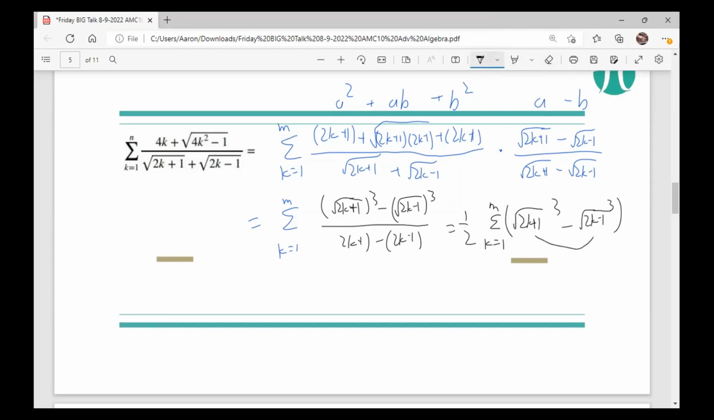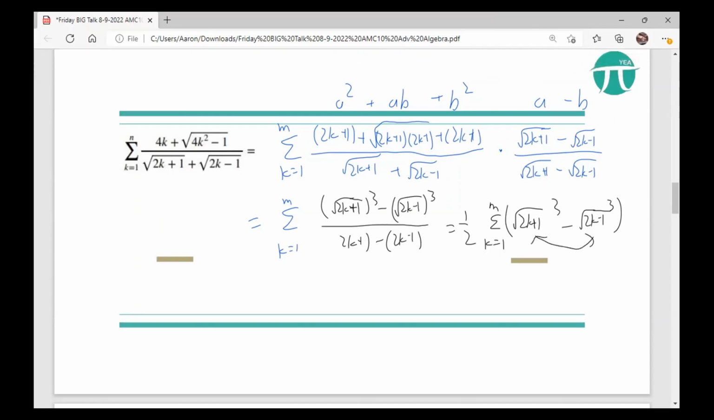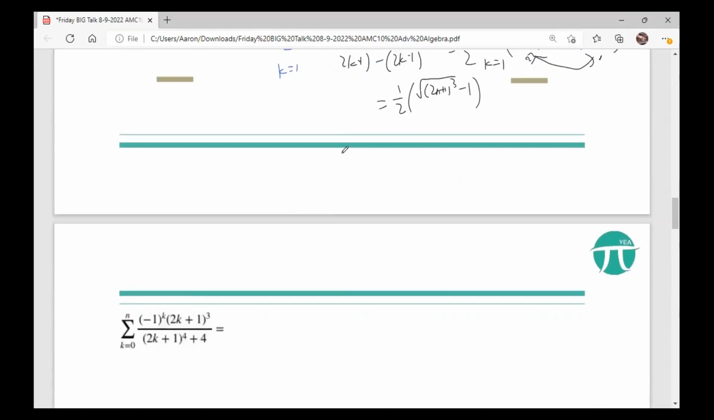Anyways, so you can see that k to k plus 1 will turn one of these into the other. And so you can just see that this is just 1/2 of, and the term with the larger stuff is the one being added. So this time it's the value of this for n minus the value of this at 1. So that would be just the square root of 2n plus 1 cubed minus 1. And of course, it's half. So next is this problem.